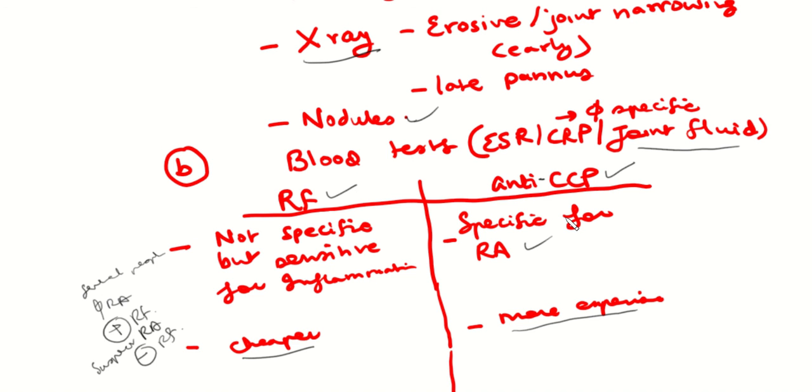Anti-CCP is actually very specific for rheumatoid arthritis. It's just not very sensitive or very common. But once you find it, you got your diagnosis. In fact, it's so specific that the patient may not have some of these symptoms of rheumatoid arthritis, but this positive means they're on their way.